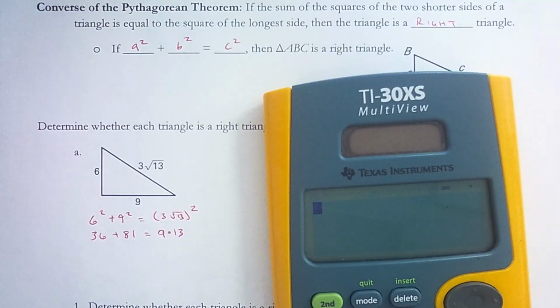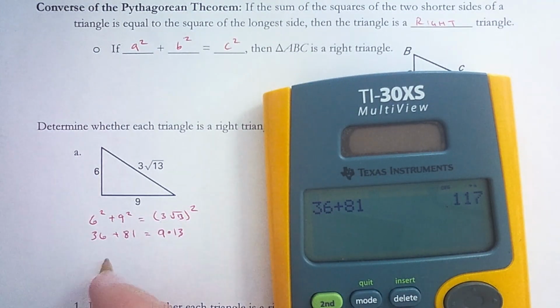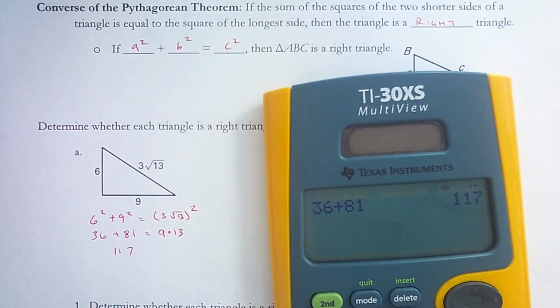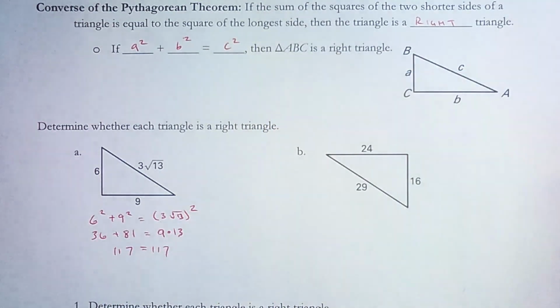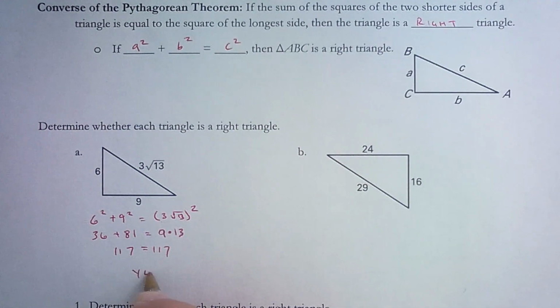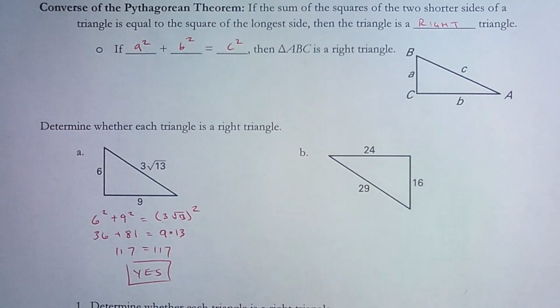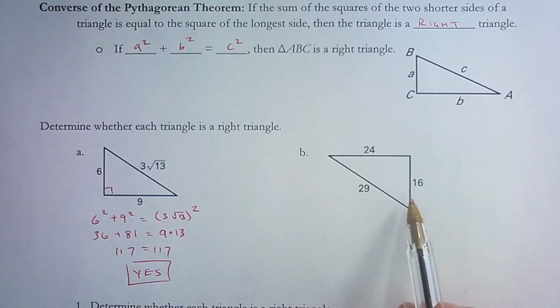Okay, so 36 plus 81 is 117, and 9 times 13 is also 117. So the answer is yes, this is a right triangle. So this right here would be a right angle. Okay, so we'll do the same for this one. I want to know if this is a right triangle.